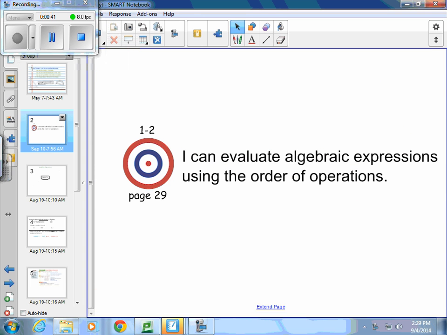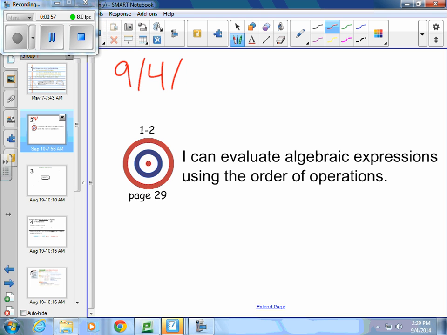So the learning target for lesson 1-2: I can evaluate algebraic expressions using order of operations. I mentioned in class that I think it's important to label your notes. So on the top of your notes, you should write 9, 4, 14 and label it 1-2. You can even write video or notes next to it.